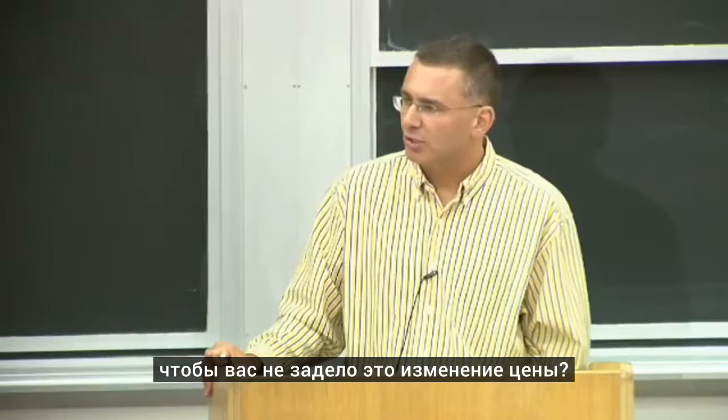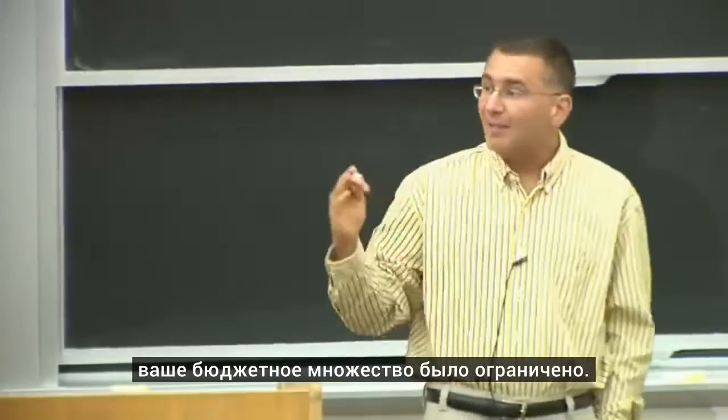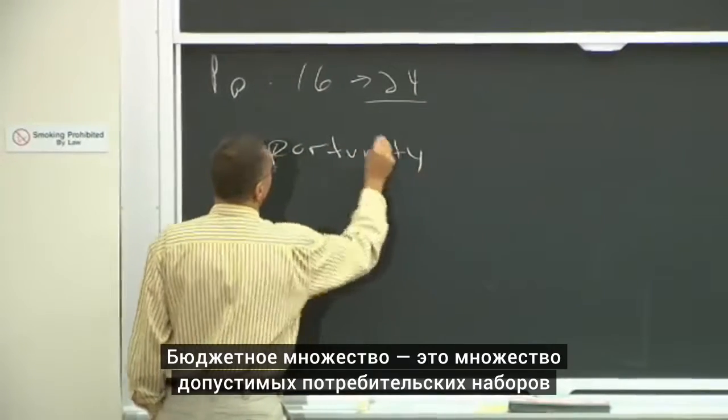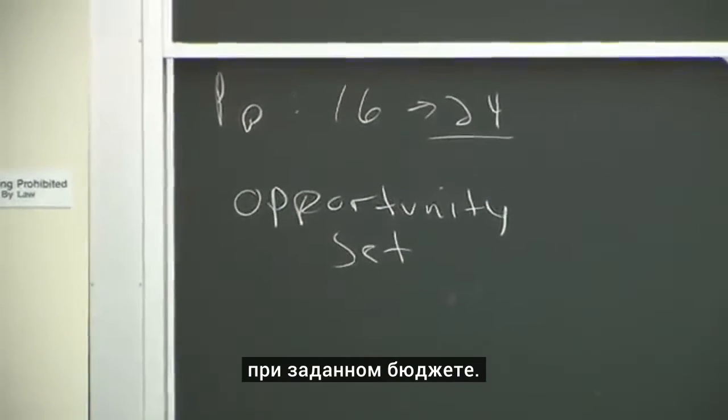Think about consumers, people with different preferences for pizzas and movies. What would your preference for pizza and movies have to be for you not to care about this price change? All movies. So long as you care about pizza at all, you're worse off. So in fact, the answer is your opportunity set has been restricted. So we could think about the opportunity set. Your opportunity set is the set of choices you can make given your budget.